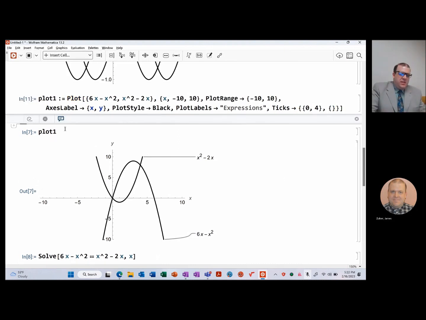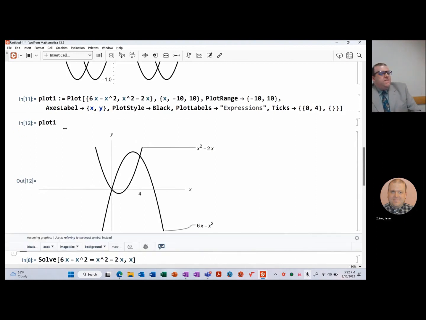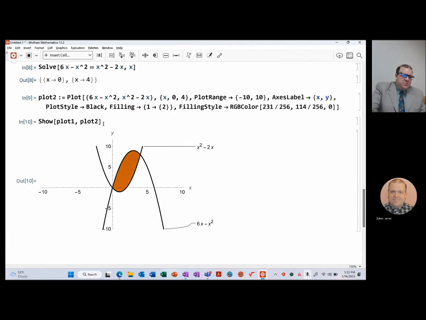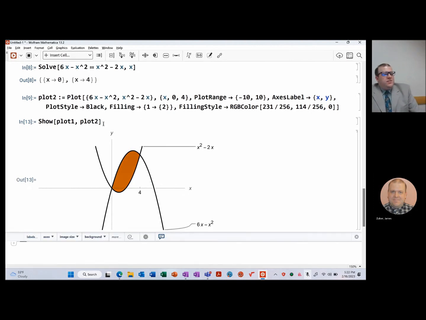Right, so if I re-execute plot 1, that's what that looks like. Now all I have to do is re-execute my Show. And that should be sufficient.